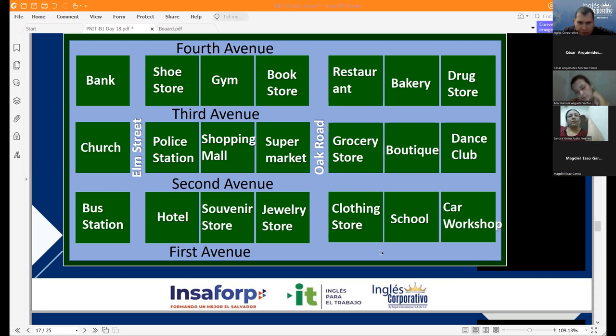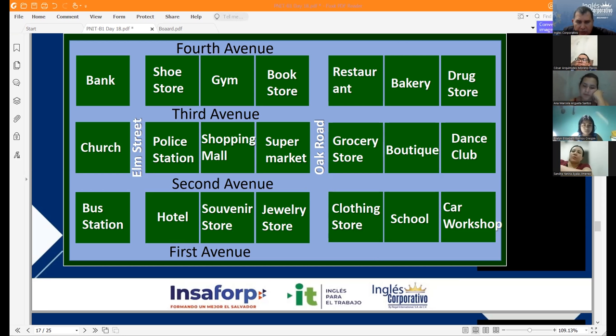Let me see. Cesar, Evelyn, Magdiel, Sandrita, Marcela. We're missing Andrea. Who else are we missing? We have Ana Marcela, we have Carlitos, we have Carol, we have Cesar, Evelyn, Magdiel, Marce, Raúl Arturo, and Sandrita.